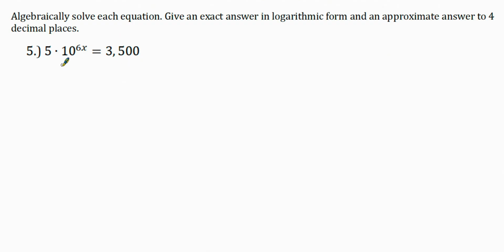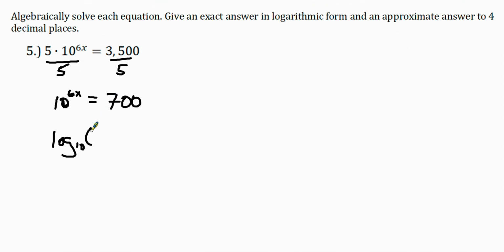On number 5, same thing. I need to get the exponential part by itself first, so I need to divide both sides by 5. So we'll get 10 to the 6x power equals 700. Now that I have the exponential by itself, I can rewrite this as a log. So log base 10 of 700 equals 6x. Remember, the log is always equal to the exponent.